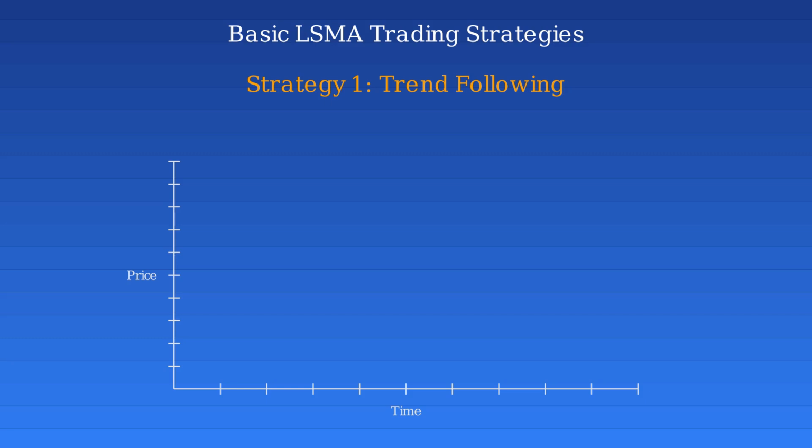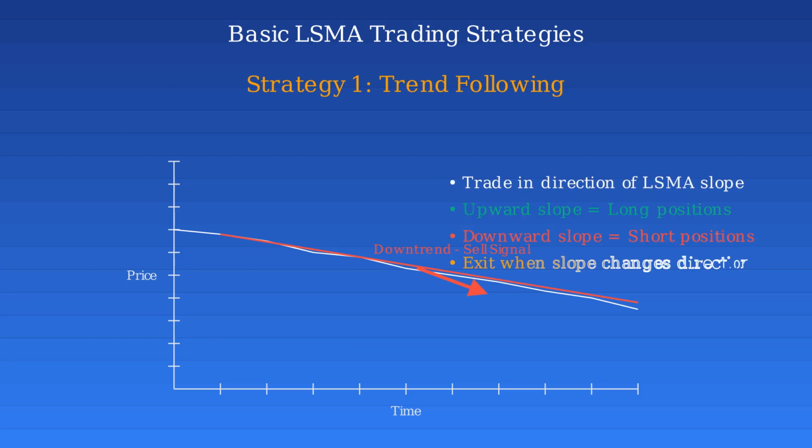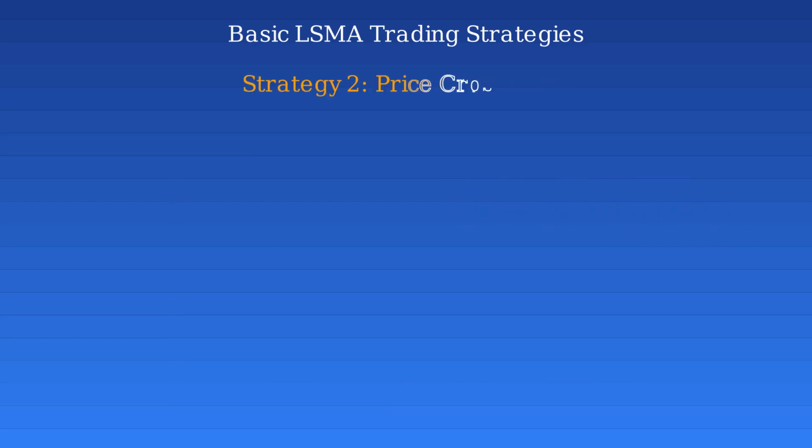When using the LSMA for trend following, we focus on the slope of the moving average line. An upward sloping LSMA indicates an uptrend, suggesting bullish conditions. When the LSMA is sloping upward, traders enter long positions to follow the uptrend. Conversely, a downward sloping LSMA indicates a downtrend, suggesting bearish conditions. When the LSMA is sloping downward, traders enter short positions or exit long positions. The key to trend following with LSMA is to align your trades with the slope direction and exit when the slope changes. The second strategy uses price crossovers with the LSMA line to generate trading signals.